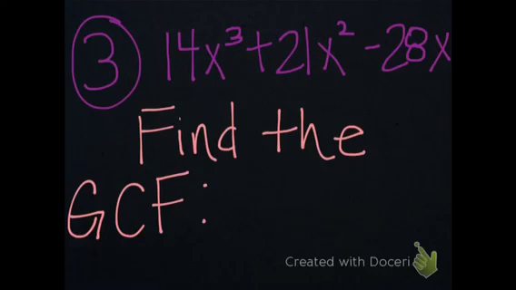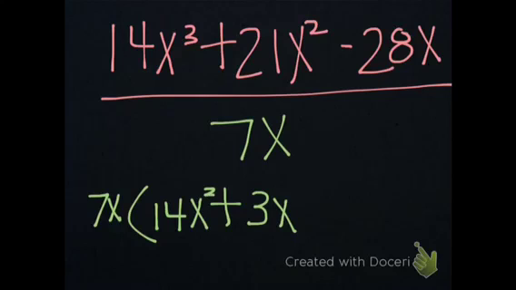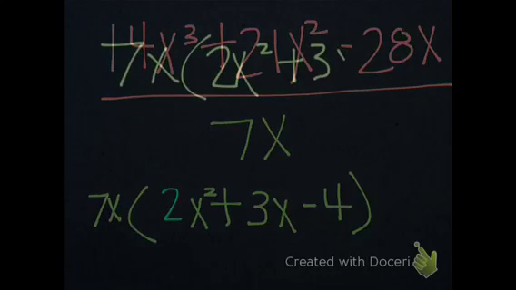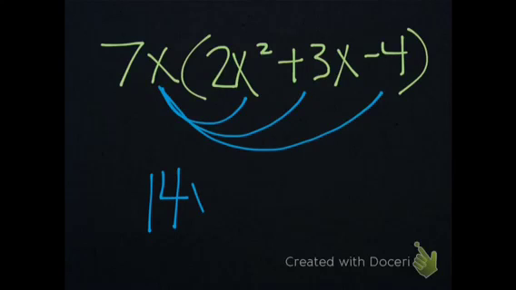For the term 14x cubed plus 21x squared subtract 28x, we see that they have a common factor of 7x. So we want to make sure that we bring down 7x, and 14 divided by 7 is 2x squared plus 3x subtract 4. And our last step is to FOIL and make sure that we get the same answer that we did in the beginning.